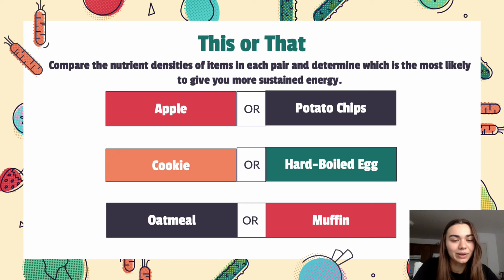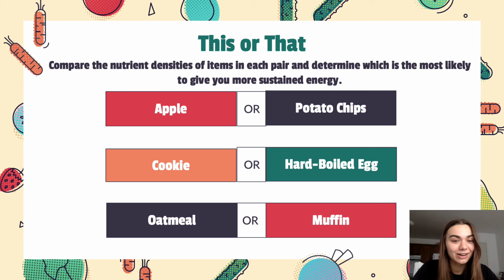Looking at our next pair there, we have the cookie or the hard-boiled egg. And in this scenario, the hard-boiled egg would be your best protein-rich option. It's a protein-rich snack that provides healthy omega-3 fatty acids, whereas the cookie is, again, energy-dense, so provides a lot of calories, but they tend to contain a lot of added sugar and you might feel that sugar crash a little while after eating that.